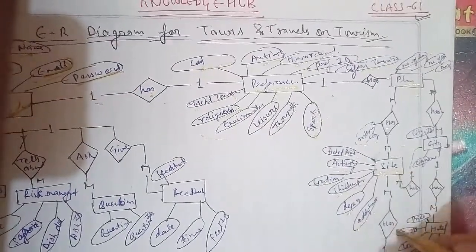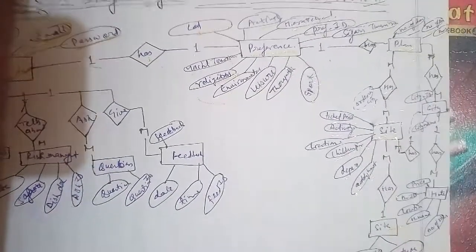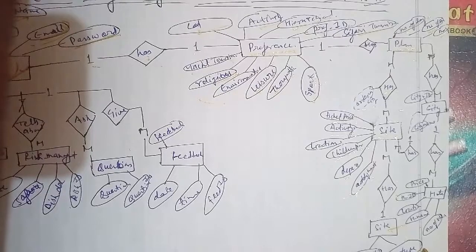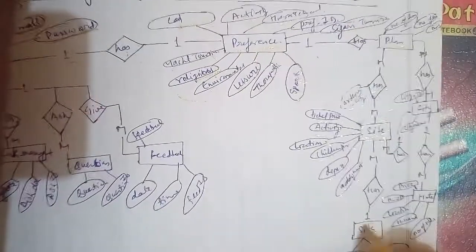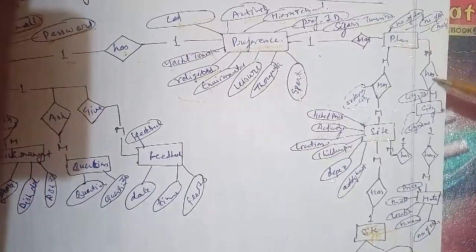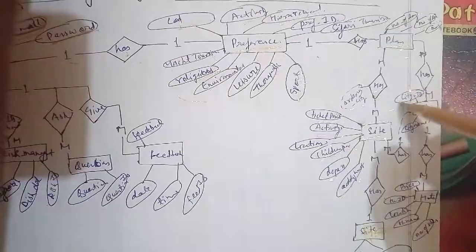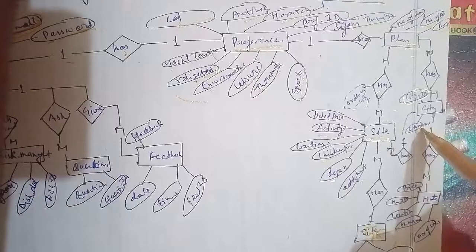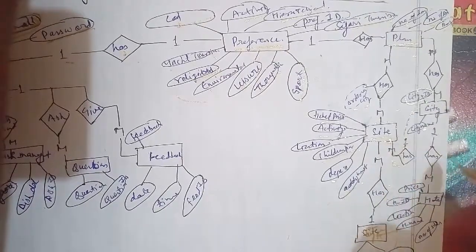The sites consist of a type ID and the type. In the site too we can include the type. In terms of the plan, it has the city, which plan and which city we are going to, so it should have the city ID and the city name, of course. This city is connected to the sites as well.